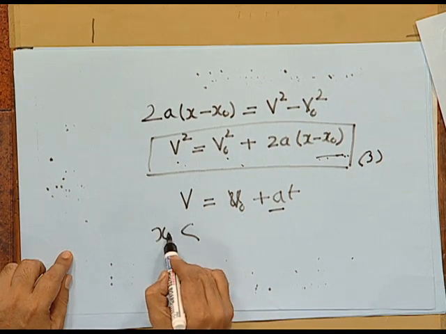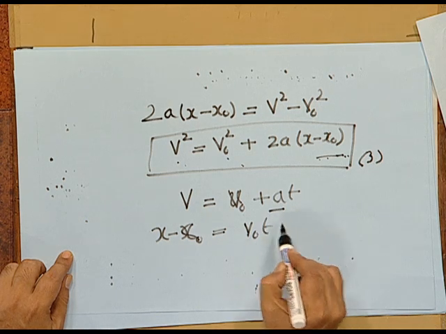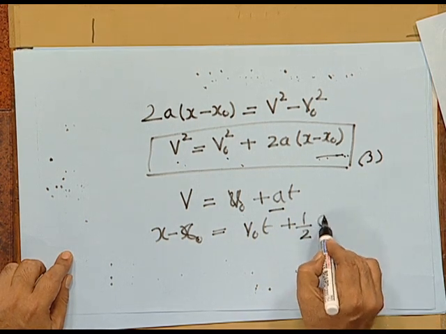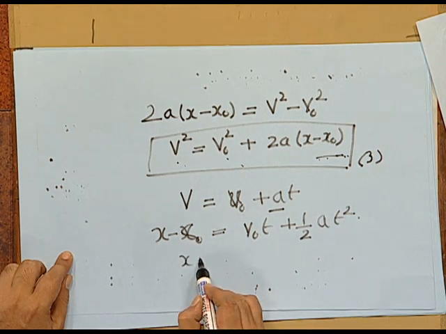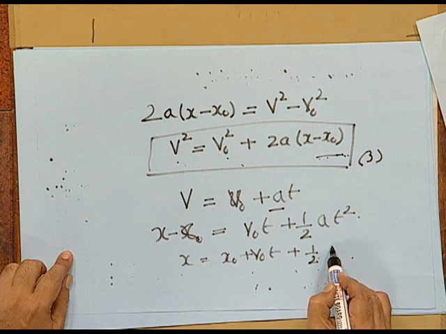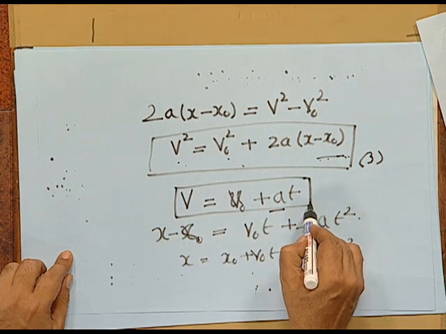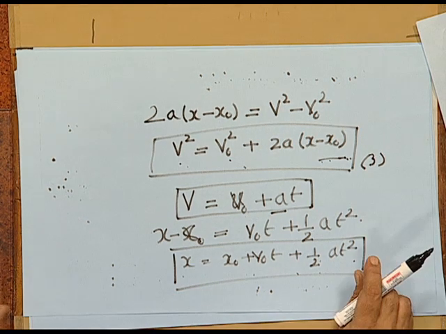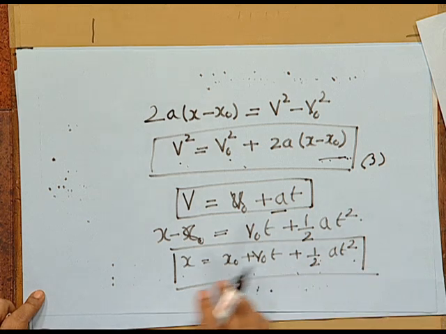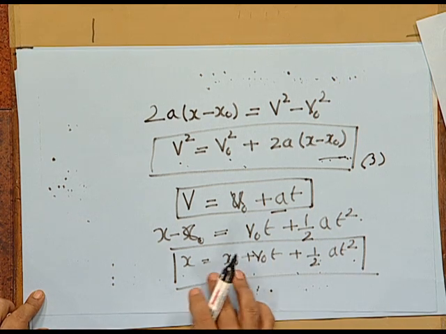x naught is v naught t plus half a t squared. Or we wrote it as x is equal to x naught plus v naught t plus half a t squared. I am marking it again: v equals v naught plus at is a relationship that gives how the velocity changes with time for the constant acceleration case. The relationship x is equal to x naught plus v naught t plus half a t squared gives how the position coordinate changes with acceleration and time, given the initial velocity and the initial position.